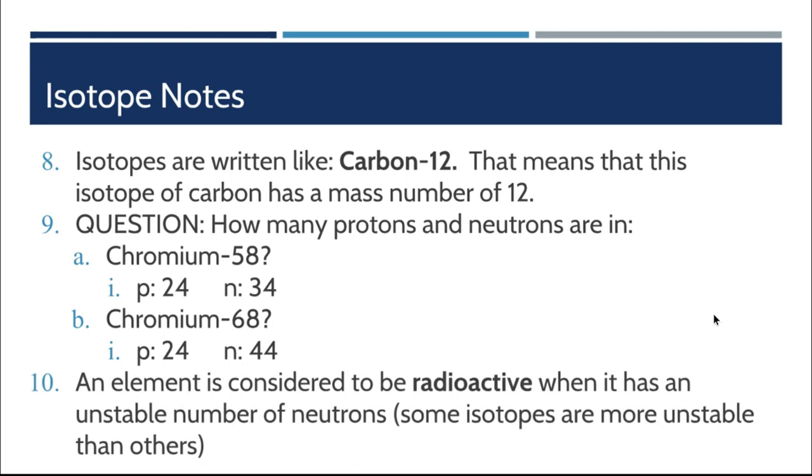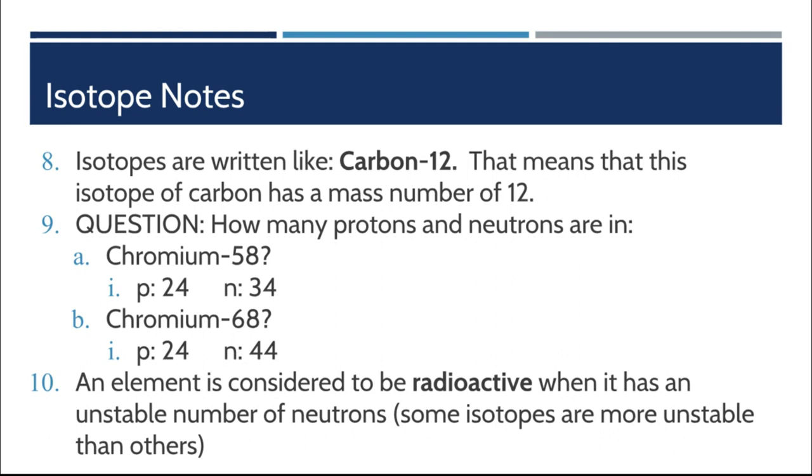And then just as a little forward fact, I can't speak today, sorry. We are going to actually talk a lot more about this towards the end of this unit. But any element that is considered to be radioactive is an element that has an unstable number of neutrons.